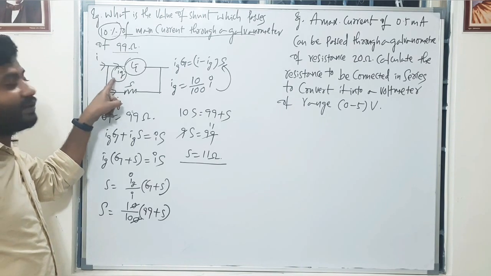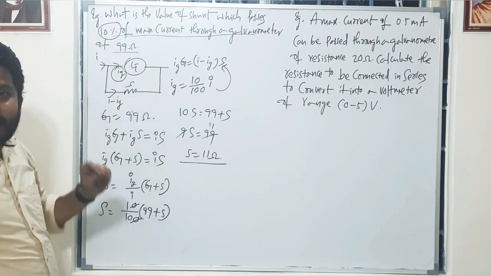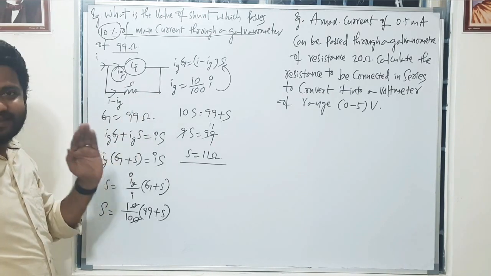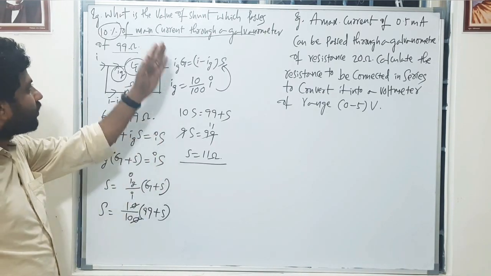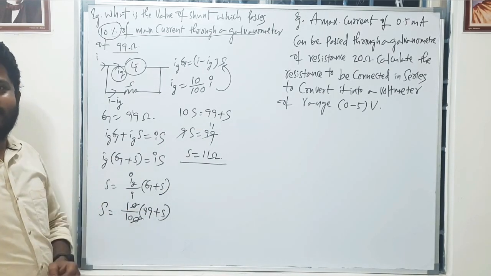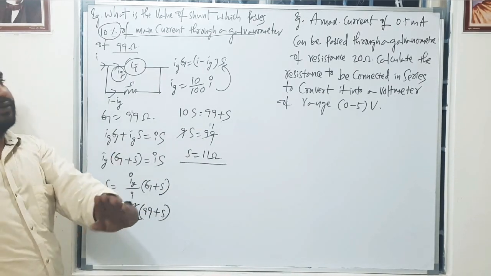Right? So when we keep 11 ohm resistance here, how much current is passing through the galvanometer? Just 10% of the main current is passing through that. That means 90% of the current passes through this shunt resistance only. Okay, so this is how the numericals will be asked. Now let's see the last problem of the session and the chapter.